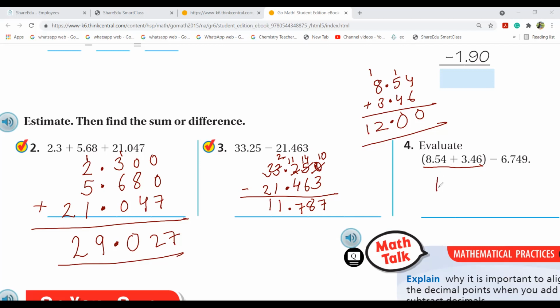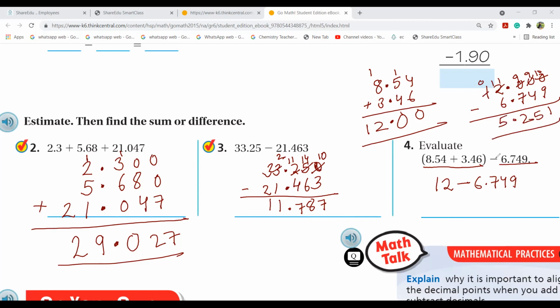When I saw parentheses, I got 12 minus 6.749. Come on, let us subtract together. 12. There's no number, no point. I'll put a point and 6.749. Put zeros here. If there is nothing, that means you put a 0. 10, 9, 9, and 1. So 1, 5, 2, again 5. So my answer is 5.25. Girls, you have to be very good at regrouping.